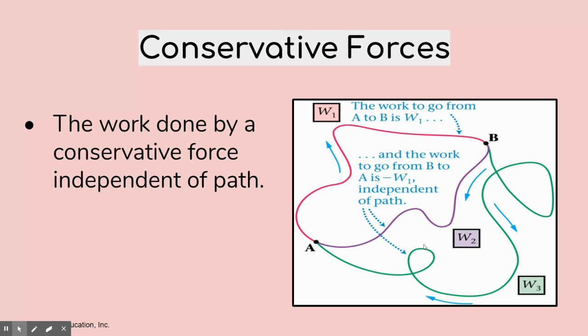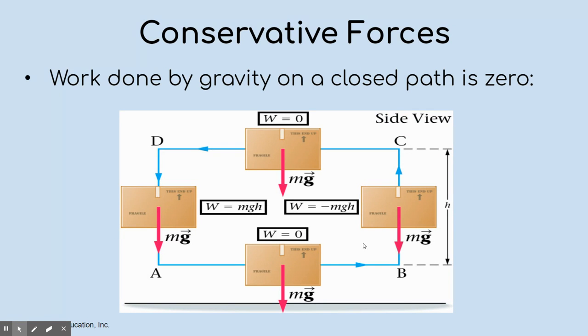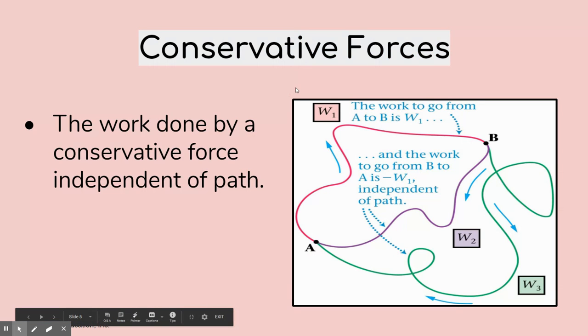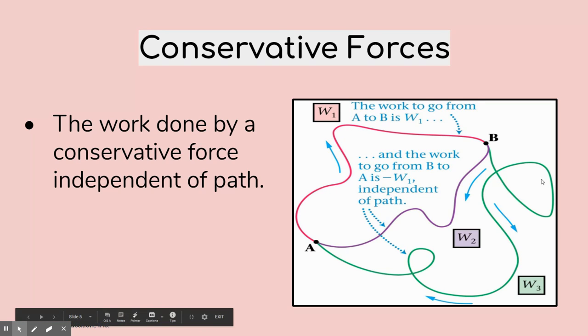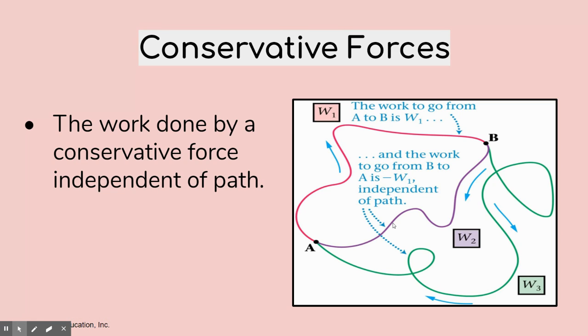In the previous slide, we have a nice rectangular pathway. But with a conservative force, it doesn't matter what that pathway looks like. It is independent of the path. So the work is still going to be zero, even if we're making loops and turns and going around curves. As long as it is a closed path, it doesn't matter what that actual path looks like. The total work will be zero.